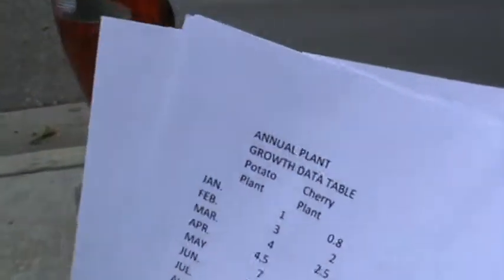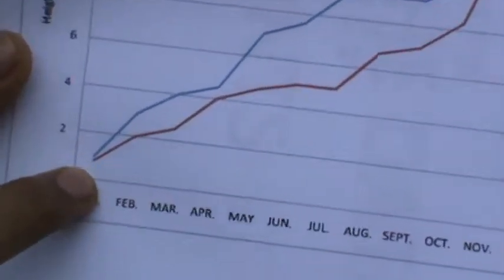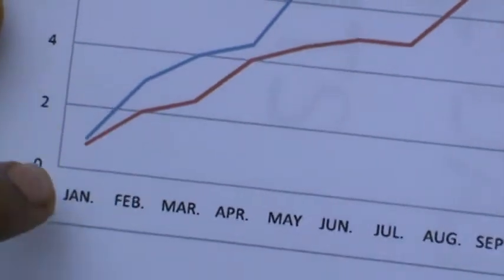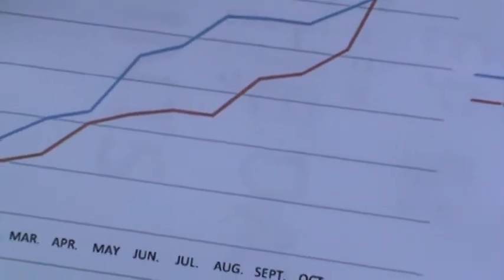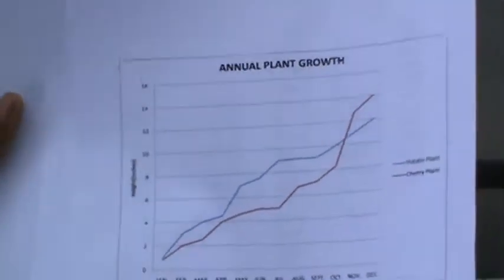So for example, we started out with January and identified the initial height of each plant during that month. And then we did the same for each month until we finally plotted all the points and we had a set arrangement of data. So that was it.